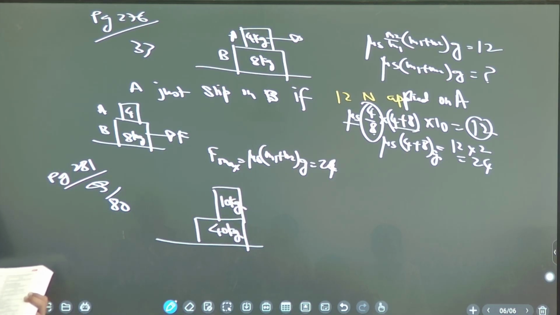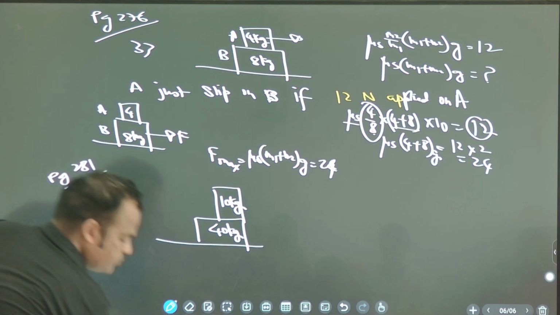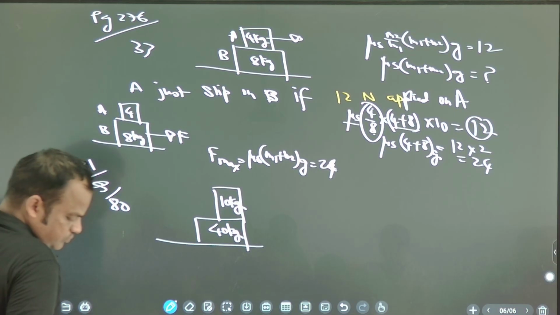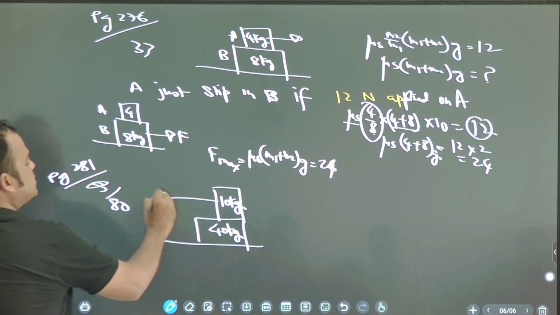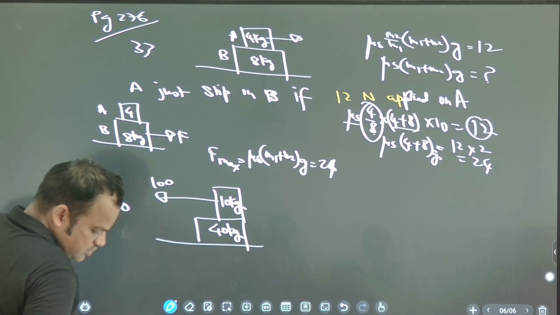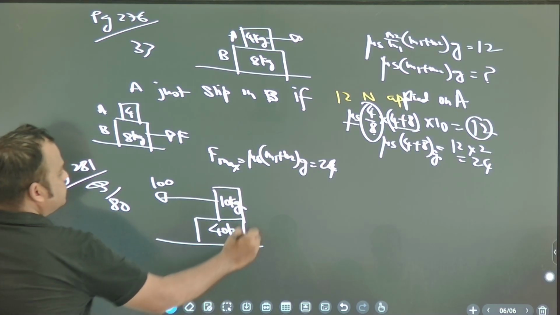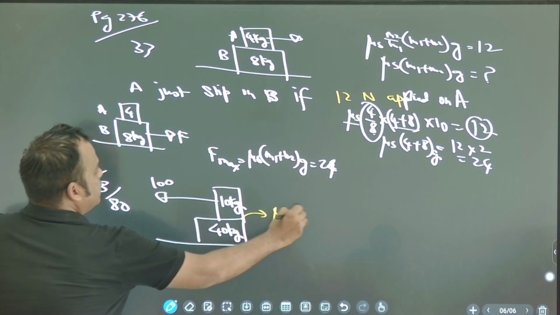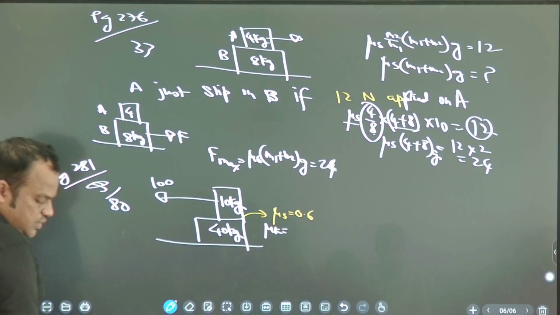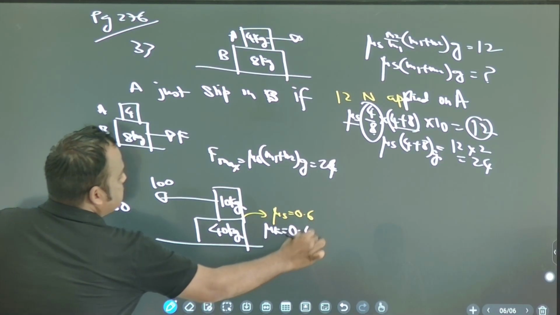Force is acting on the lower block or the upper block? Upper block. How much force are you exerting? 100. So mu s is given, 0.6. Mu k is given or not? 0.4. Mu k is 0.4.